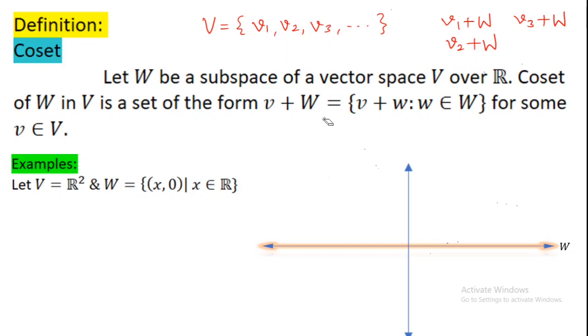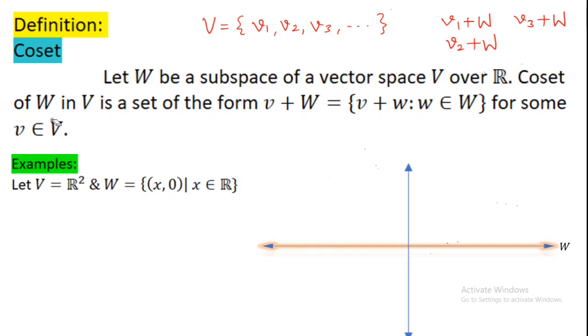Then we get the coset v plus W. So what will be our v1 plus W then? To v1 we are going to add every element of W. Then whatever elements we get, we will put them in one set and that will be our coset v1 plus W. Similarly, what will be our coset v2 plus W? We will add v2 to each and every element of W. We will put all those elements in one set and that will be our coset v2 plus W. Similarly, v3 plus W.